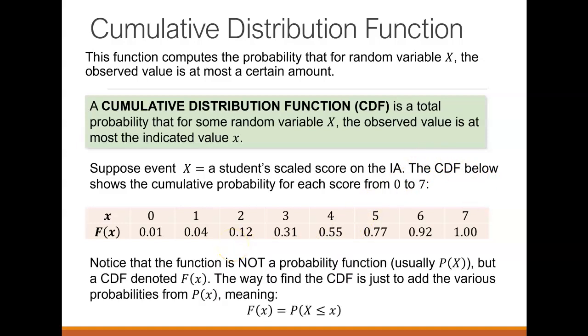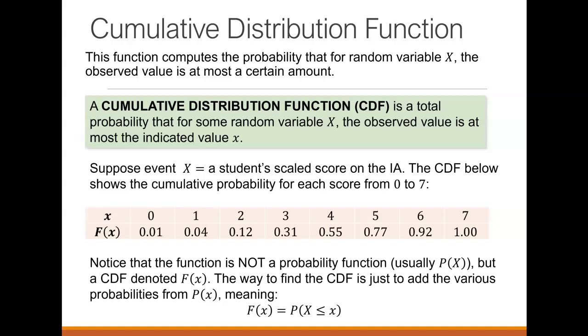Notice that the function is not a probability function. When we denote a CDF, we denote it as an f of x, not a P of capital X. X is not a random variable here. The way to find our CDF is just to add up our various probabilities. So again, f of x, our cumulative distribution function, is the probability that X is less than or equal to some value.